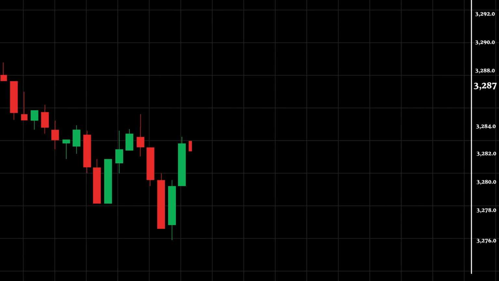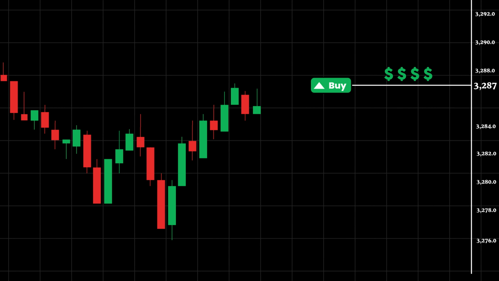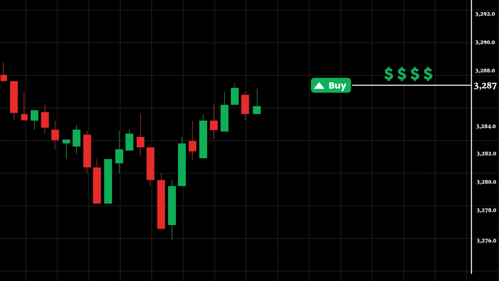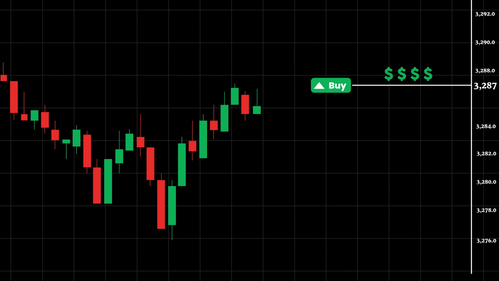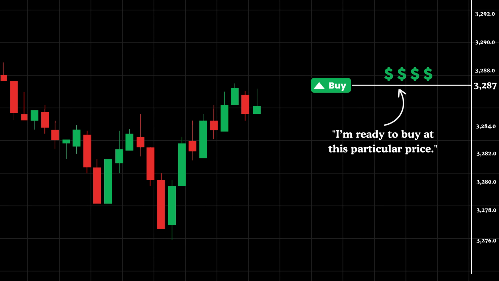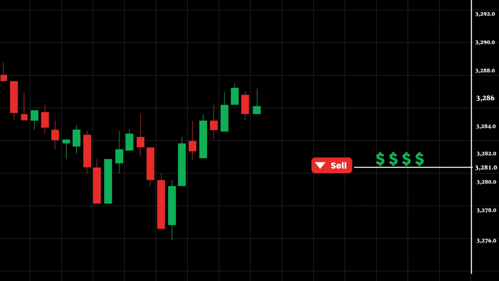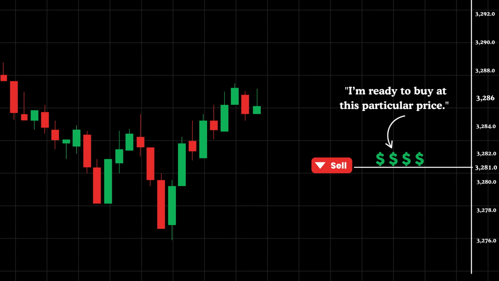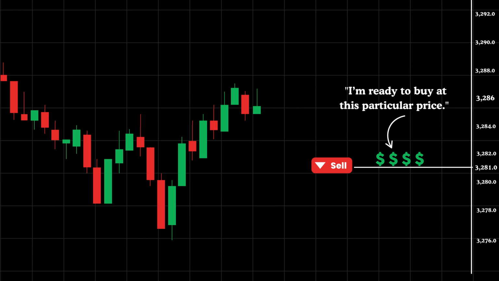Picture this: you're analyzing a chart and choose to enter a buy trade at a specific price point. What you're doing is adding liquidity to the market. At that level, you're basically signaling to the market, I'm ready to buy at this particular price. The same logic holds true when you place a sell trade. You're saying, I'm ready to sell at this price level. And that action also contributes to liquidity.